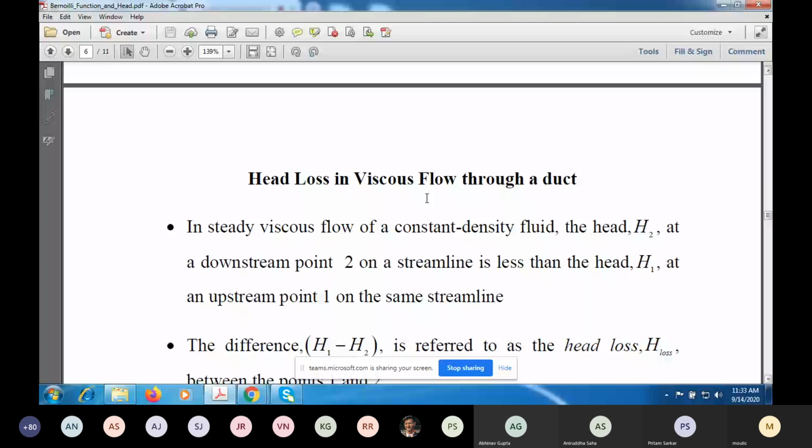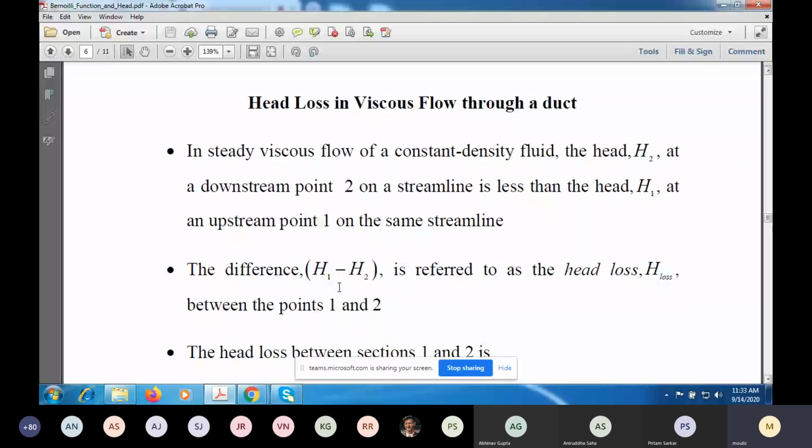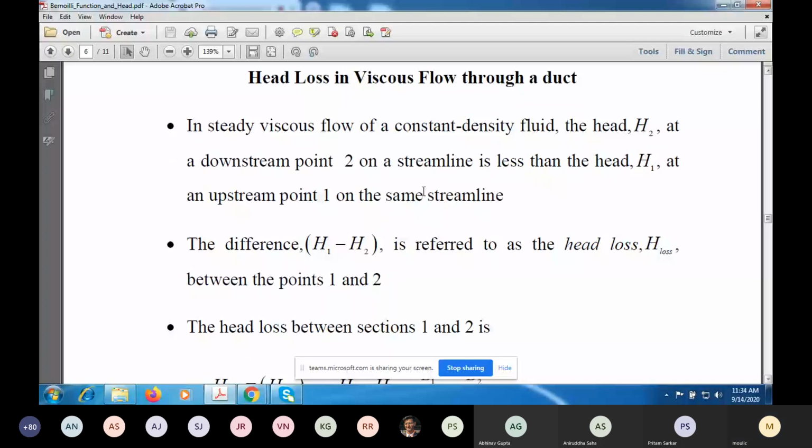Now had the fluid been inviscid, then H1, the head at 1, and H2, the head at 2, would have been the same. But if it's a viscous flow, it may not be the same. So this difference, H1 minus H2, is referred to as the head loss between points 1 and 2. I'm putting this subscript loss for loss. In most cases, if 1 is the upstream point and 2 is the downstream point, H1 will be larger than H2, so there's a loss of head. I'll discuss this in more detail later on.